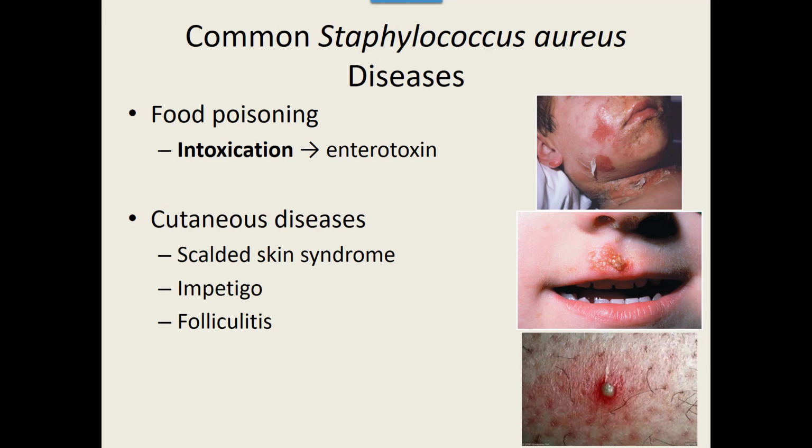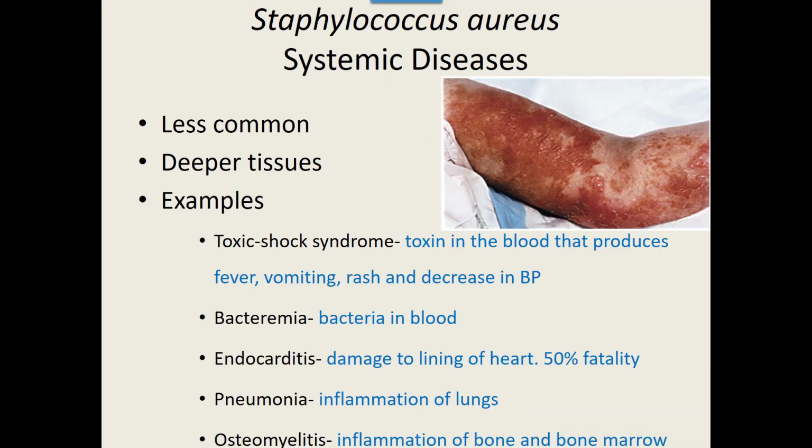Now, some other diseases it can cause are systemic diseases, which means it's getting into body systems. It's getting into deeper tissues of the body. It's affecting systems in the body. It is less common, thank goodness, but it's affecting those deeper tissues. Now, for examples, when it gets in and affects these deeper tissues, one, it can cause that toxic shock syndrome because that toxin has now gotten into the blood, and it's going to produce fever, vomiting, rash, decrease in blood pressure. And there are various strains of Staphylococcus that produce this toxin.